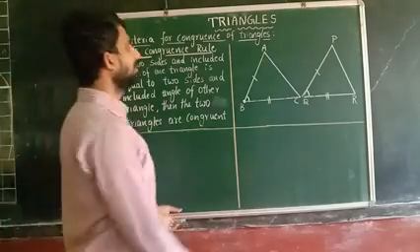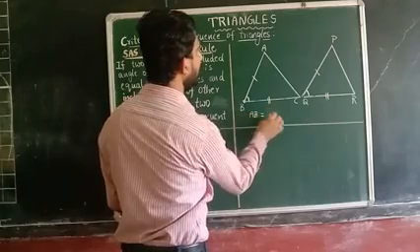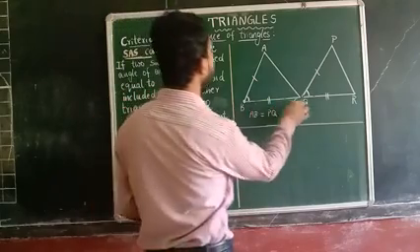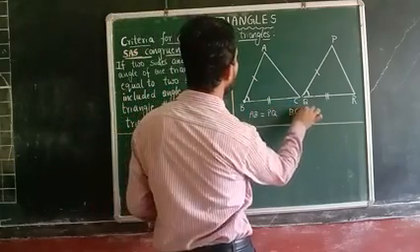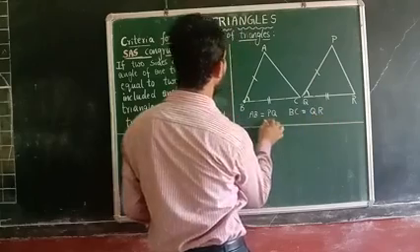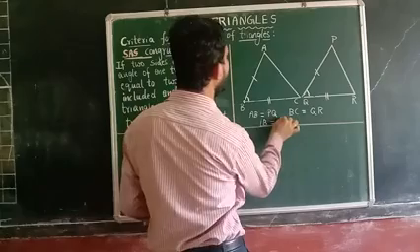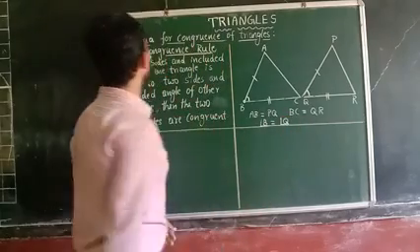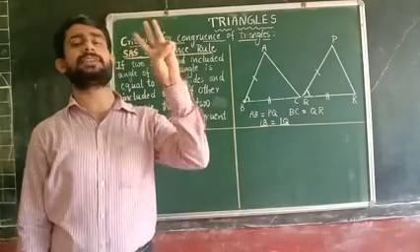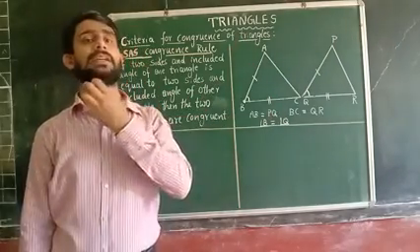In this triangle, observe AB is equal to what? AB is equal to PQ. Then BC is equal to QR, and angle B is equal to what? Angle Q. So here two sides and one angle, three measures, are equal. Therefore we can say that these two triangles are congruent.